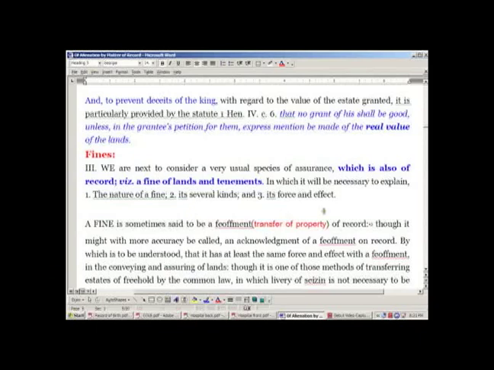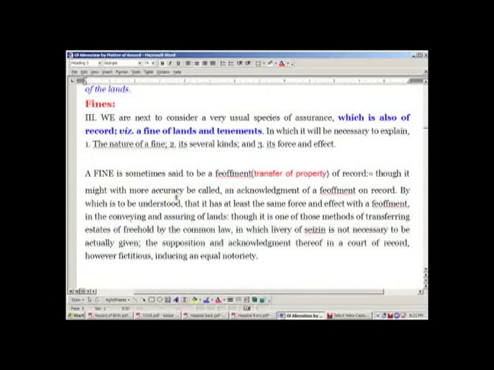We are next to consider a very usual species of assurance, which is also of record, a fine of lands and tenements. Which it will be necessary to explain. A fine is sometimes said to be a transfer of property of record. So the record is on file, and now it's going to be transferred to somebody, just like the land patent's on file, and with the deed, it's transferred to you. Well, now we're going to transfer the real property and interest, which is our all capital letter name.